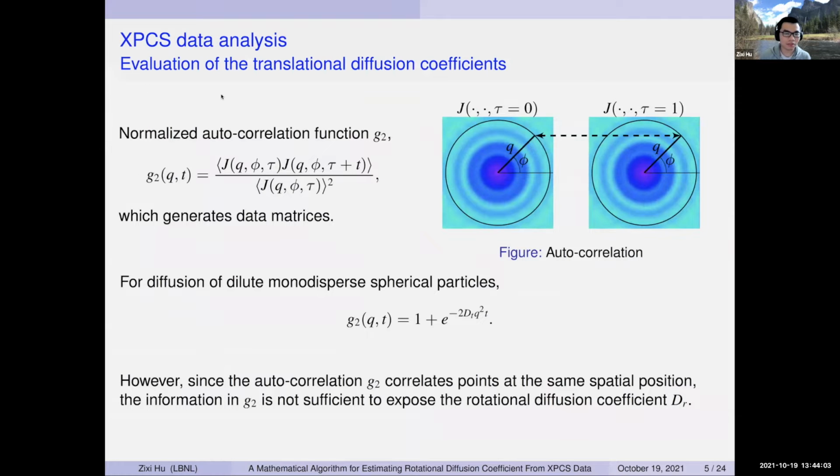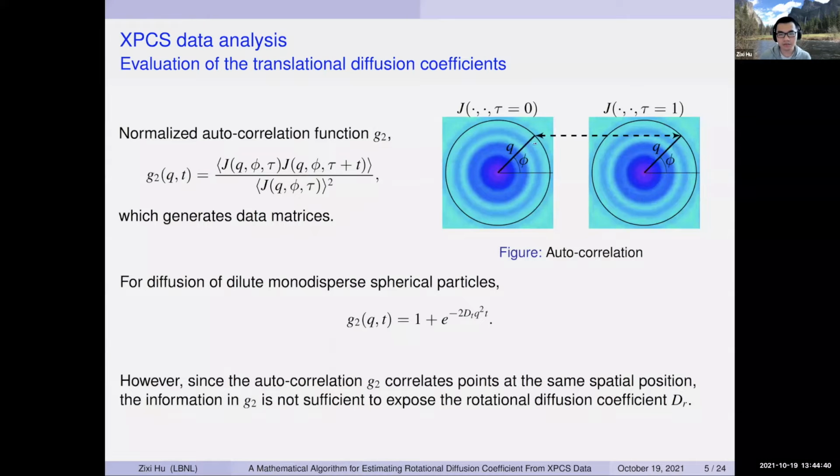So one way to estimate the diffusion coefficient is through the normalized autocorrelation function G2 of XPCS data. Here we use J to denote the images, and the polar coordinate system is used to indicate positions on the images. In this equation, q is the radial coordinate, and phi is the angular coordinate. t is the lag time between images. The angle bracket indicates the ensemble average. For systems in thermal equilibrium, this ensemble average is equivalent to the time average, so the calculation of this average is taken over the dummy variable tau here.